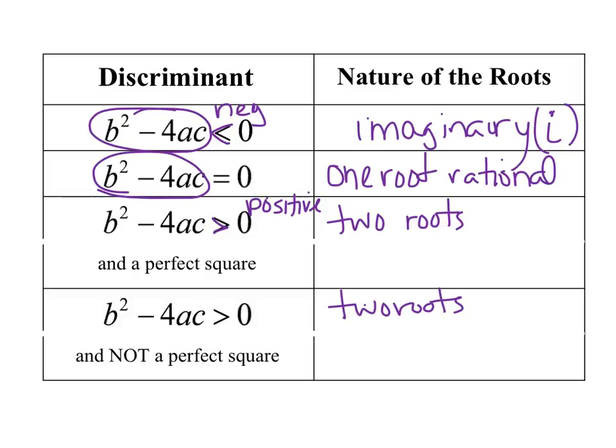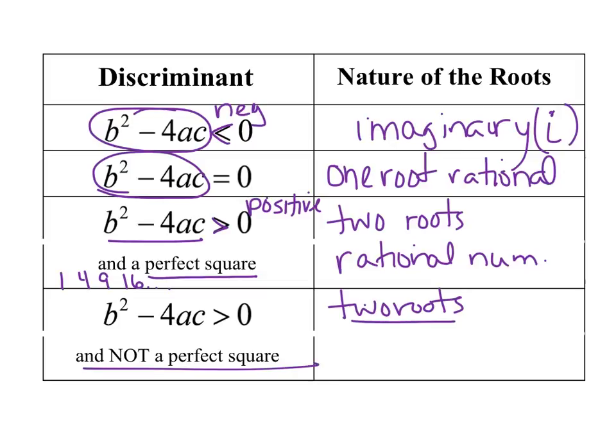You get two roots. But the difference is if that number is a perfect square. So remember, our perfect squares are 1, 4, 9, 16. If that number is a perfect square, then it is considered a rational number. And if not a perfect square, we get two roots that are irrational, meaning the radical definitely stays there, and we get some crazy number that can't be simplified.